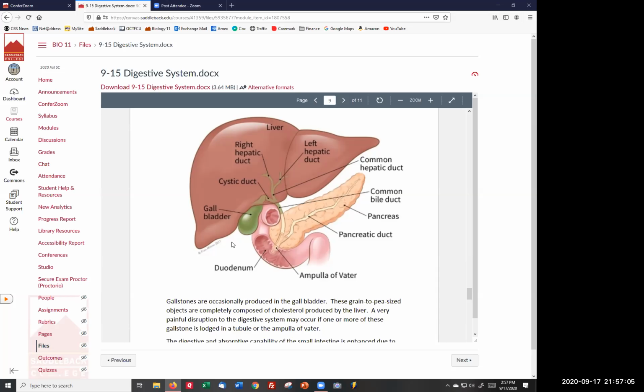Oh, okay. Thank you. Gallbladders used to be taken out with 5-inch scars.